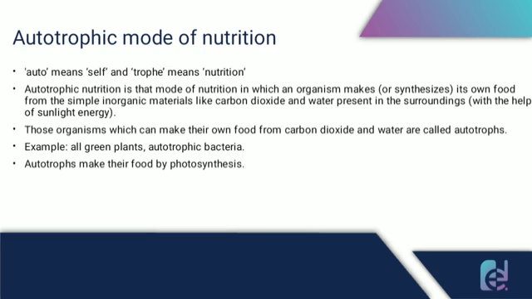So in autotrophic nutrition, the organisms can prepare their own food, and these organisms are known as autotrophs. Some examples of autotrophs are all the green plants and autotrophic bacteria. The process by which they make their food is known as photosynthesis. Please note that the process is known as photosynthesis.